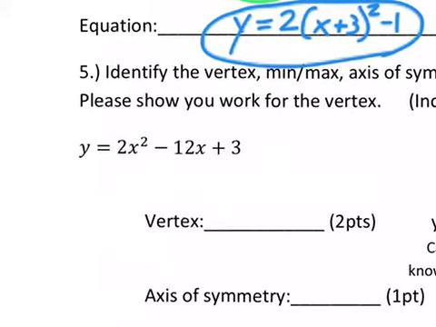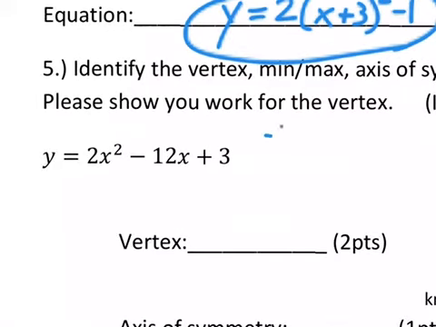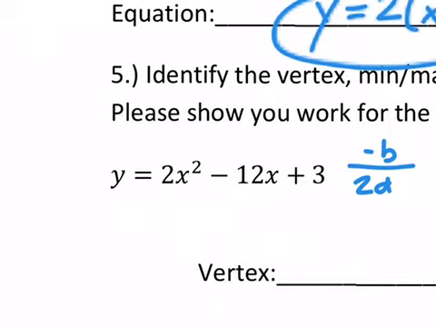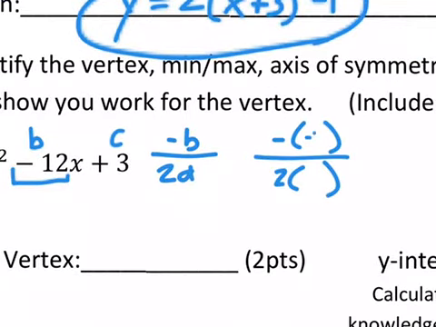This equation is given to us in standard form, which means if I want to find my vertex, the x-coordinate comes from negative b over 2a. We need to calculate that. And here's our a, b, and c values. Here's my a, here's my b, here is my c. So b is going to be a negative 12. All right, so I'll put in that negative 12.